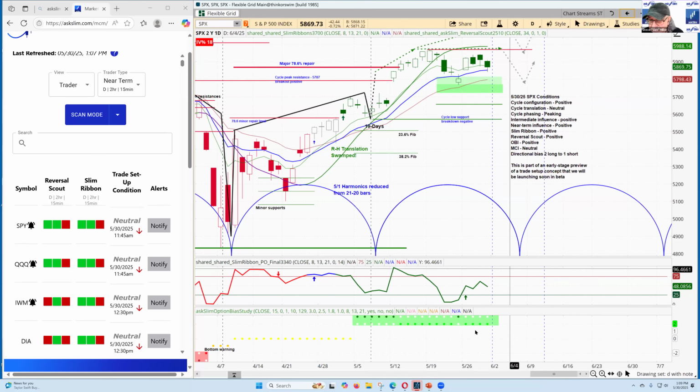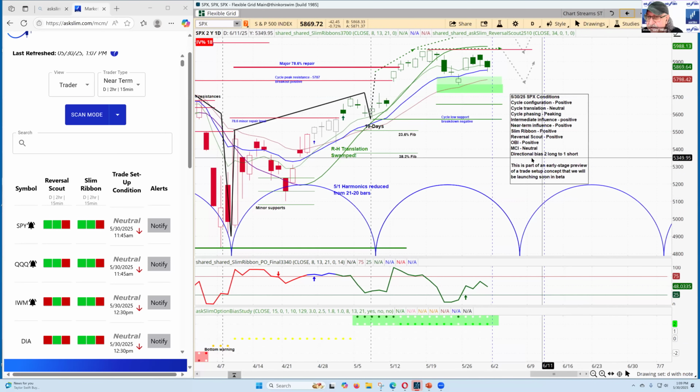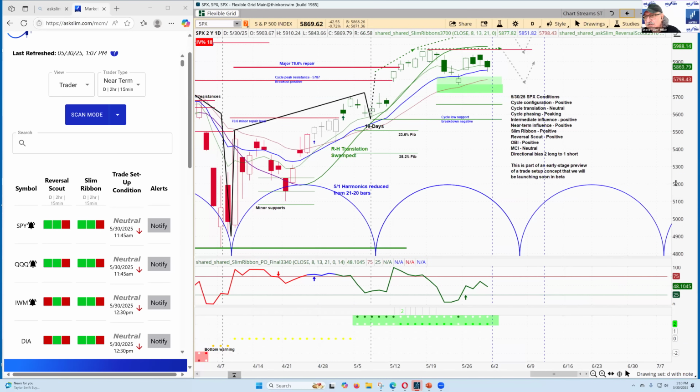The OBI on the bottom over here, positive. The MCI, which is here on the 2-hour chart, is neutral, moving into this neutral zone right over there. And the directional bias. Now, I want you to hear what this means to me. Looking at the sum of the evidence, it says to me that the directional bias is still, if I wanted to put in a long side trade, it's twice as many as I would do on the short side based on the sum of the evidence.